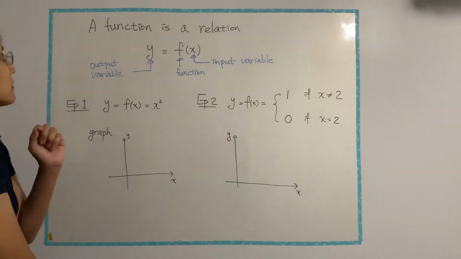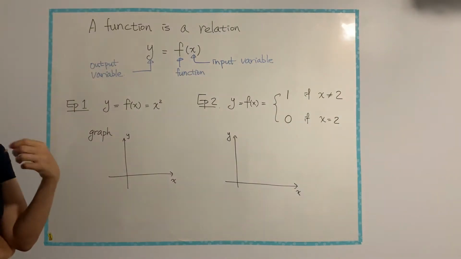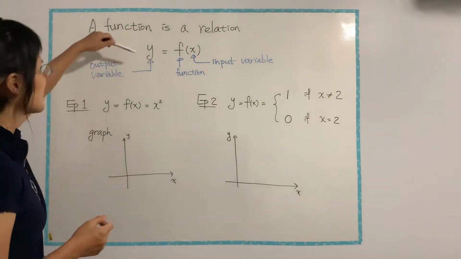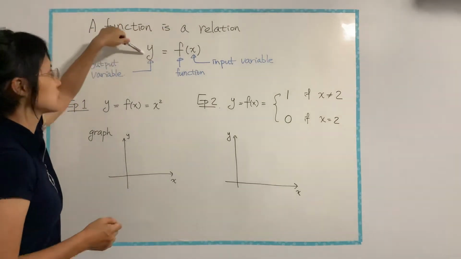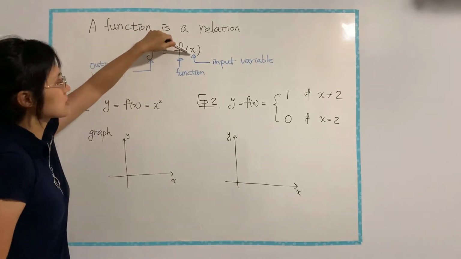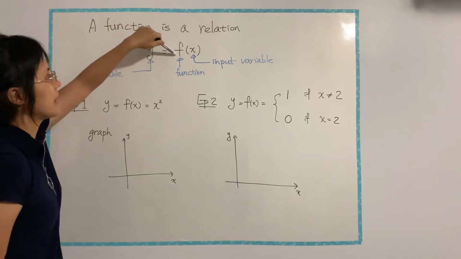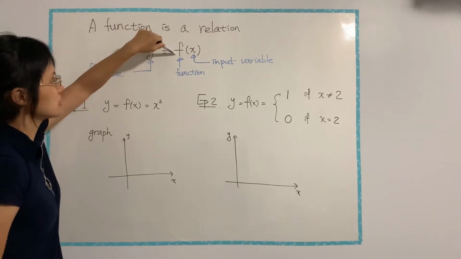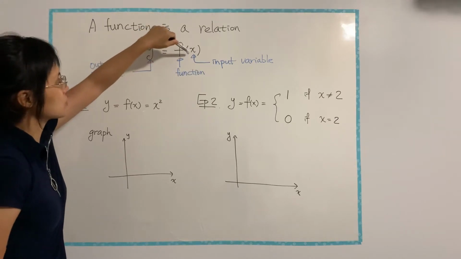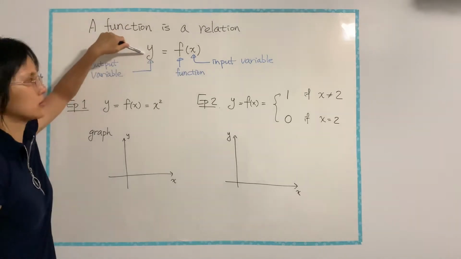Let's look at what a function is. A function is basically a fancier way to say a relation between two variables. So when I see an equation like this, it says y equals f of x. x is a variable, y is another variable, and the f is the relation describing the function that describes the relation between the input variable and the output variable.